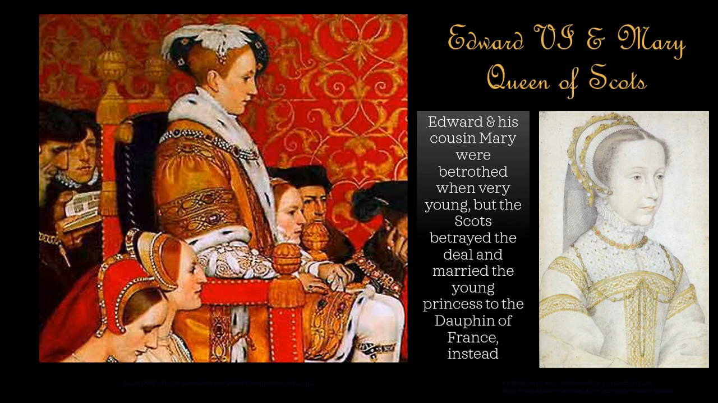But the Scots had changed their mind midway and married her off to the Dauphin of France. So the Dauphin would be the crown prince of France. His name was Francis, and Mary would be shipped off to France as a young lady and then married to the king. She was briefly Queen of France. We will get to her story when we talk about France.